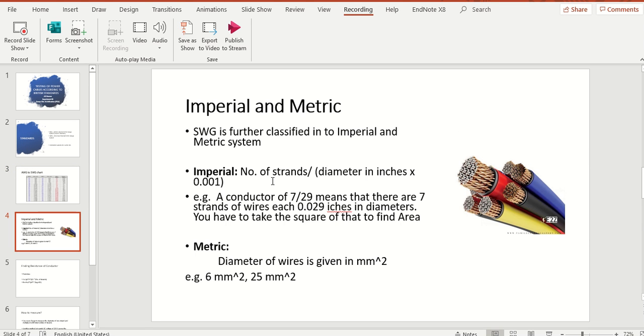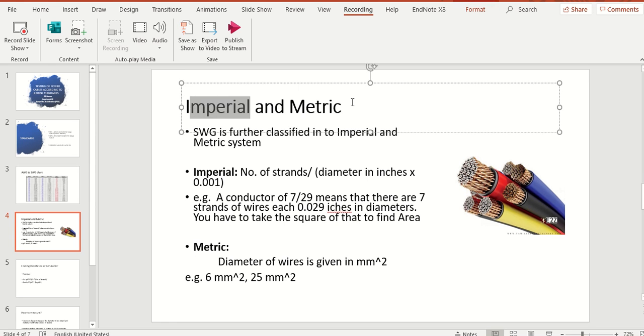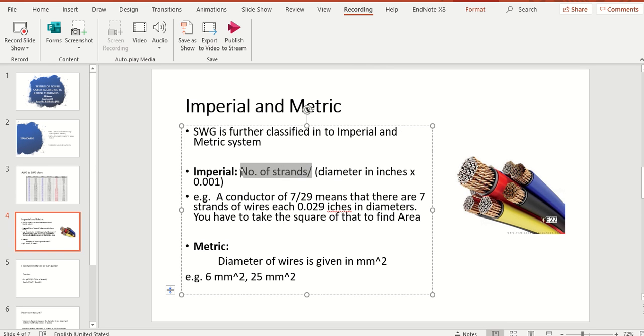Now when it comes to SWG, it is further subclassified into two categories. There is an imperial category and the other one is metric. Mostly you will see the description of an electrical conductor as number of strands slash diameter in inches multiplied by 0.001. Let me explain what it means. A conductor of 7/29 means that there are 7 strands of wire in that particular conductor. Each of the wires is 0.029 inches in diameter.